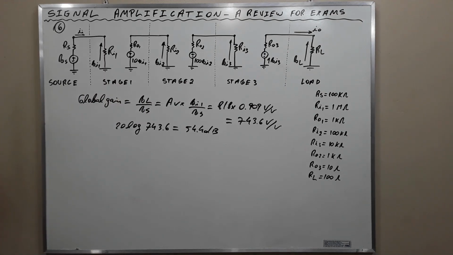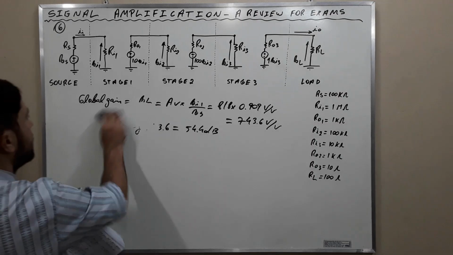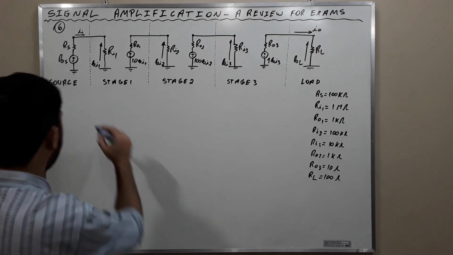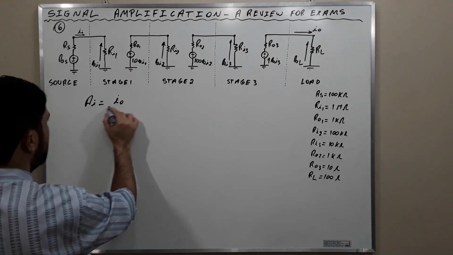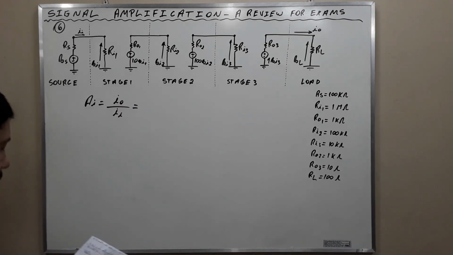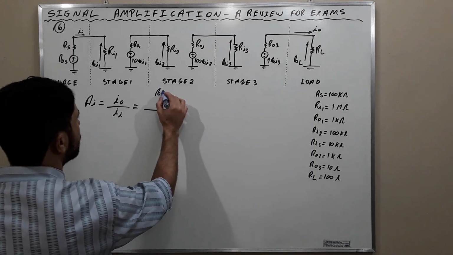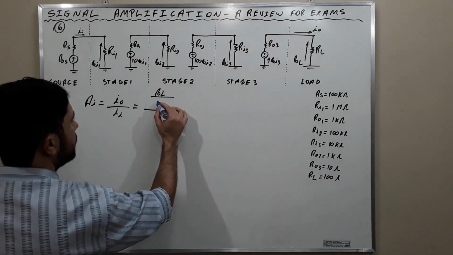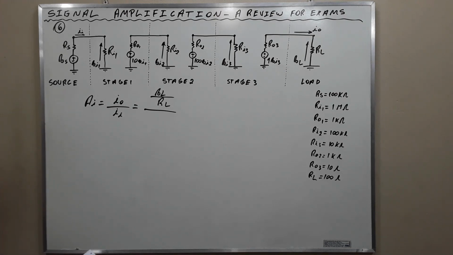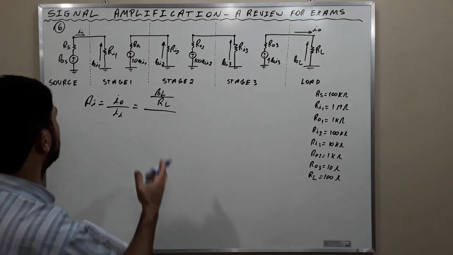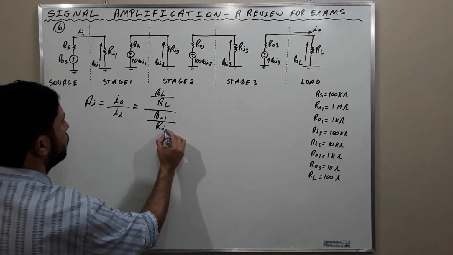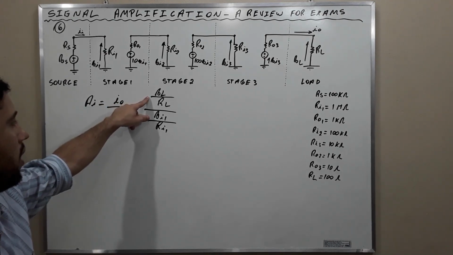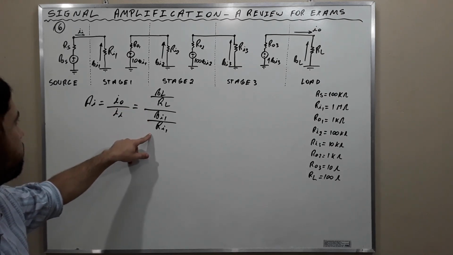All right, now we are going to calculate the current gain. Let's calculate the current gain now. The current gain is going to be the output current divided by the input current. The output current is the division between VL, the voltage on the load, divided by the resistance of the load resistor, and VI1 here divided by RI1. Remember that we are calculating current. IO is this, and II is this. IO is VL over RL, and II is VI1 divided by RI1.